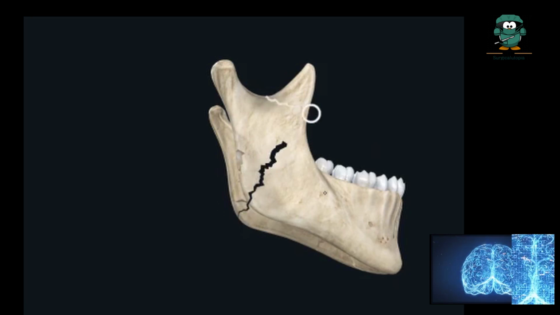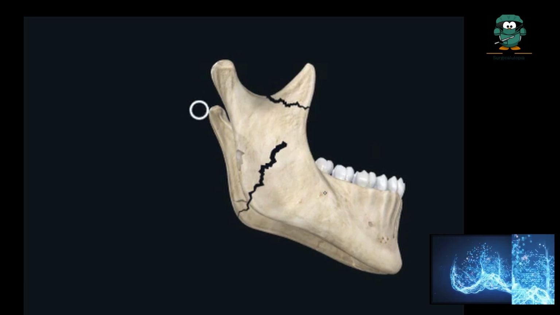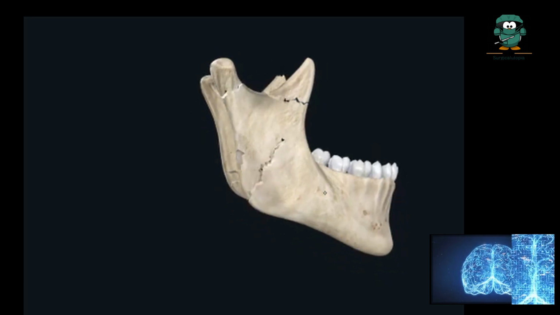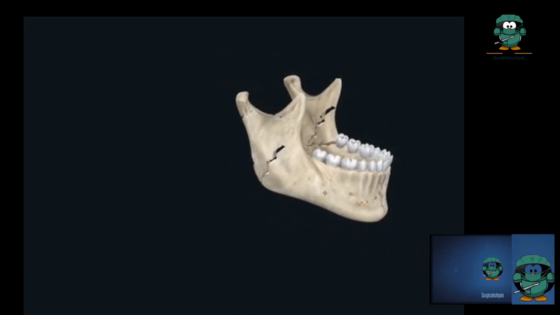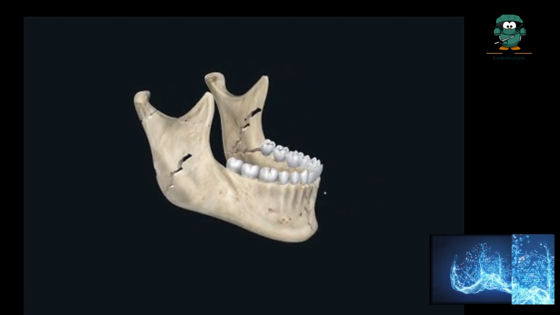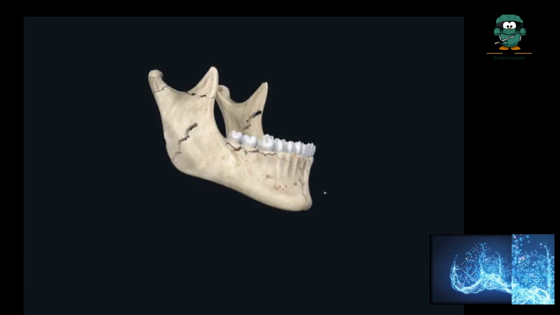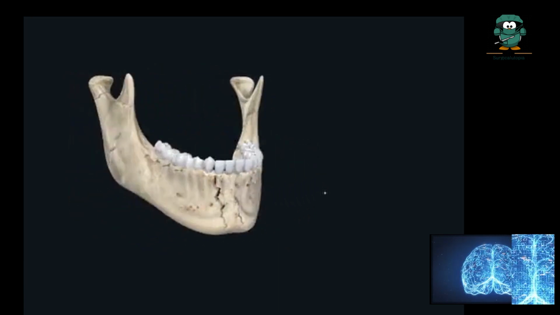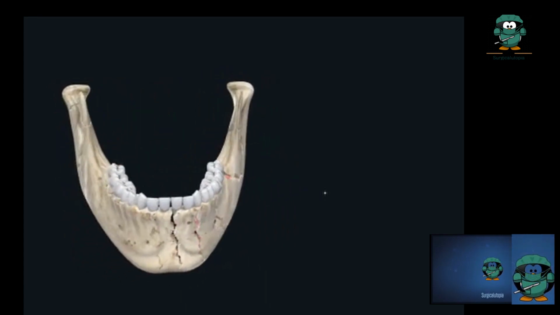Next, the coronoid fracture involving the coronoid process, and then the condylar fracture over here. See, this is the condylar fracture. And the next fracture is the fracture occurring in the dentoalveolar region, involving the alveolus over here. This is the dentoalveolar fracture. So this was according to Dingman and Natwick's classification that was given in 1964 based on the anatomical location.